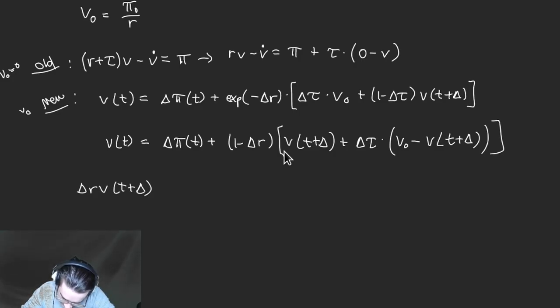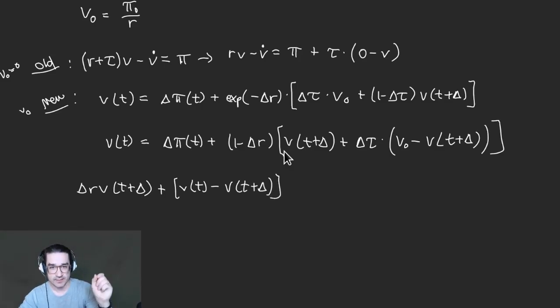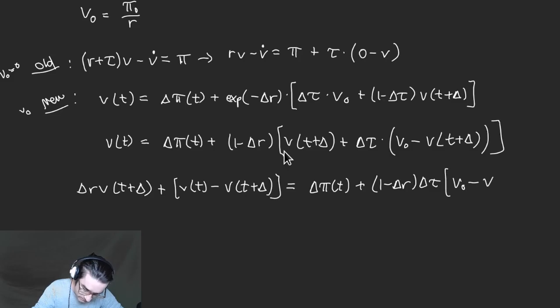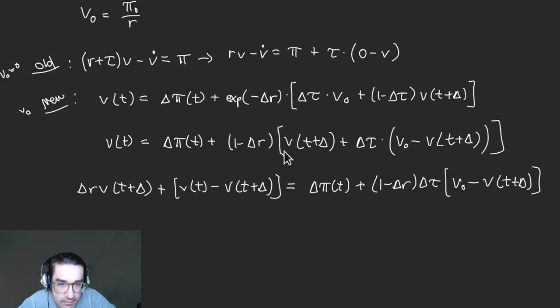So how's that going to look? Basically, move that first term here over to the left side. So we're going to get delta R V of T plus delta, and then plus V of T minus V of T plus delta. I just moved the one times V of T plus delta and the delta R times V of T plus delta over to the left side. And on the right side, we're going to have delta pi of T plus this thing: 1 minus delta R, delta tau, and the value differential.